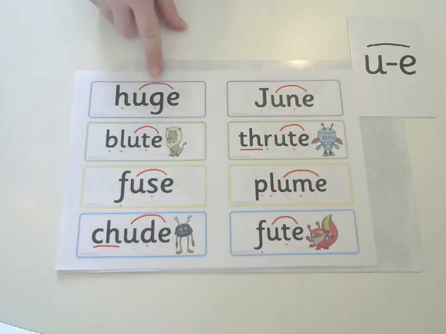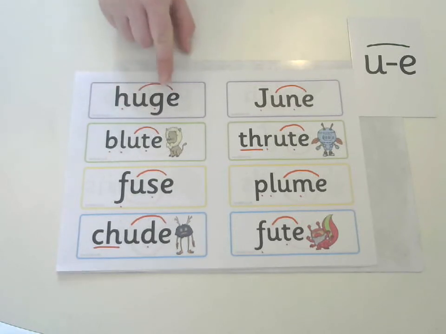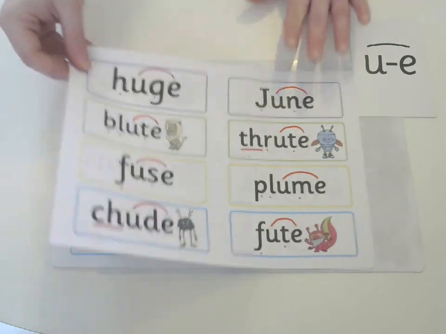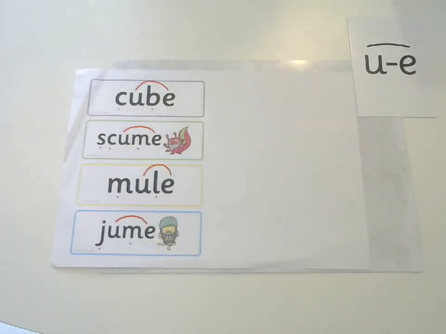Just looking at this word, sorry, it's a real word because it doesn't have a monster next to it. If you sound it out, hug, that doesn't make sense, does it? This isn't said as a g, it's said as a j sound. Huge. Okay. Last page.